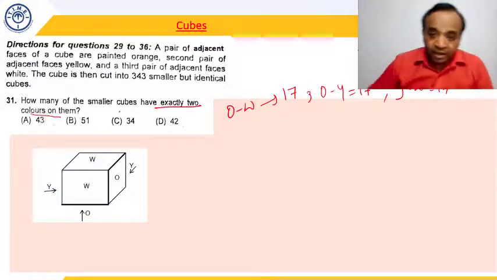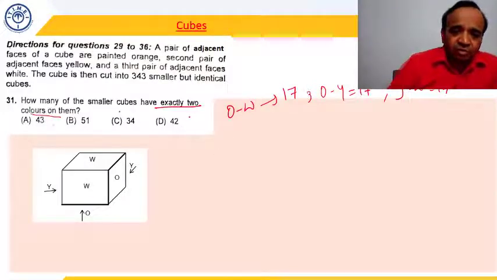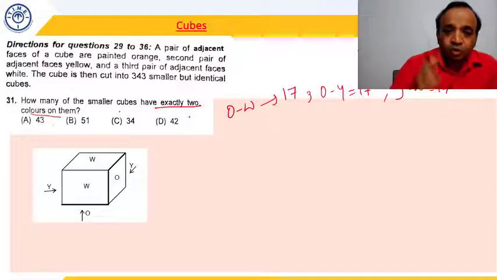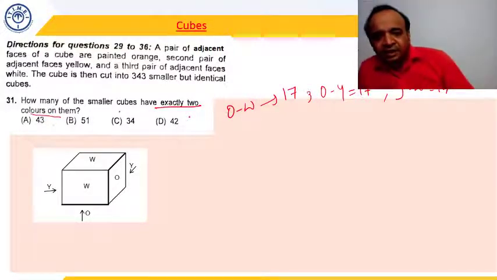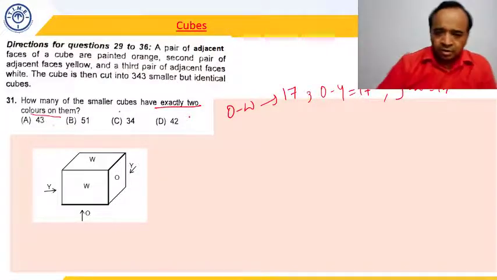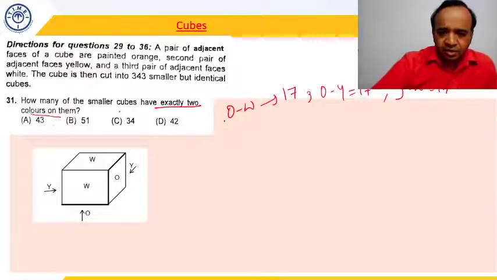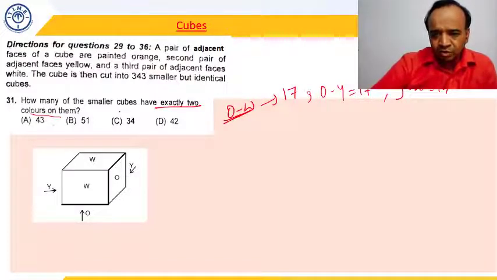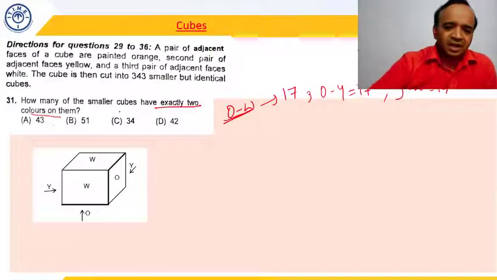Fine. Why? Because again this question is not about counting those pieces with exactly two painted faces. This is to be counted for those pieces with exactly two colors, but not exactly two painted faces only. So it can be exactly two colors with three painted faces. So one of the ways is to go for exact calculation of orange white. We already have done in the previous question. Orange, yellow, and then yellow, white, 17, 17, 17. That gives us 51.